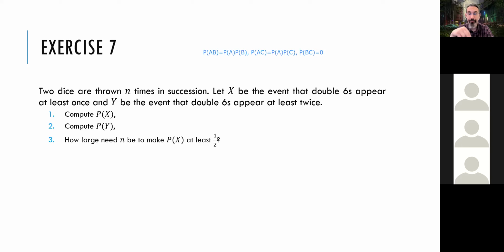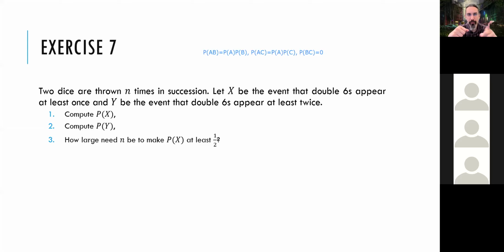The second one, now in here, for P(Y), the event Y is double sixes appear at least once. So now he doesn't want double sixes appearing once or never. Anything else is okay. We already know the never part, (35/36)^n. We need to find the once part, same as the last part of the heads problem.